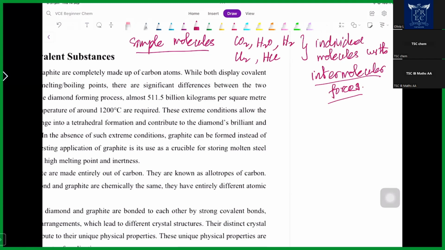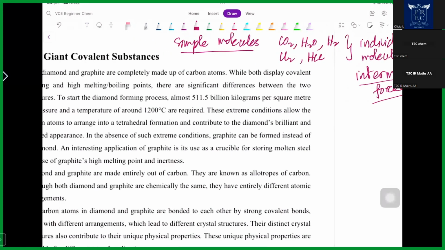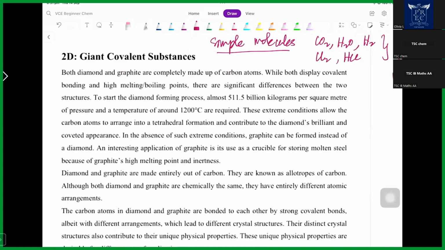Then the second part that we are going to look at is the same covalent substances, but what we call giant. Why are they called giant? Because they do not exist as a simple individual molecule. They will have an interconnected structure. Both diamond and graphite are completely made up of carbon atoms. They are covalent bondings, but they have a very high melting point and boiling point.